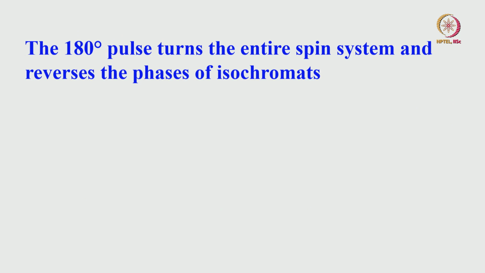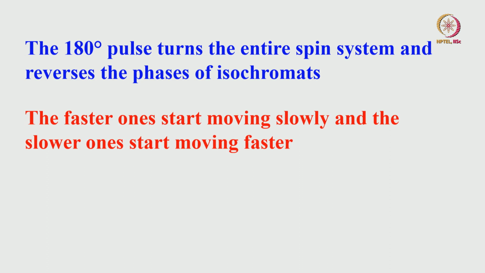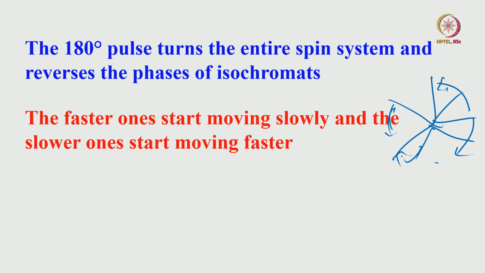Now you apply a 180 pulse. What does the 180 pulse do? It turns the entire spin system and reverses the phases of the isochromats. Very interesting. What is happening is, the faster ones start moving slowly and the slower ones start moving faster. Initially, when we have isochromats here, some are moving faster, some are moving slow. After the 180 pulse, they all get interchanged here. So faster will start moving slowly and the slow one starts moving faster.